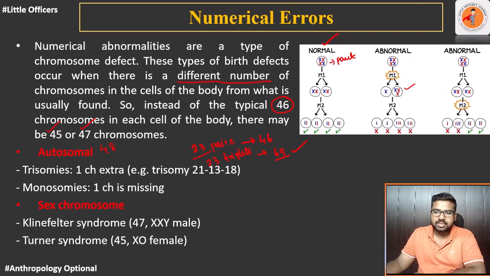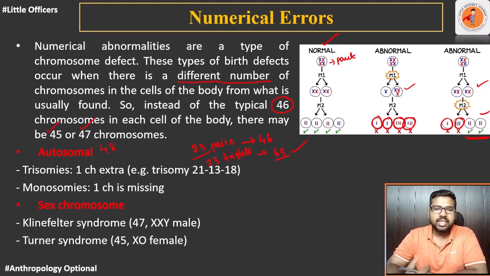Another type is in the meiosis 1 process, there is good division, but in the second process, there is abnormality. Look at this. Here, you are getting the abnormalities. Here, all of them are abnormal. Here, 2 of them are okay, but the remaining 2 are having abnormalities. This kind of abnormal division of the chromosome is the reason behind numerical errors. Now, these numerical errors can happen in the autosomal chromosomes, also sex chromosomes.